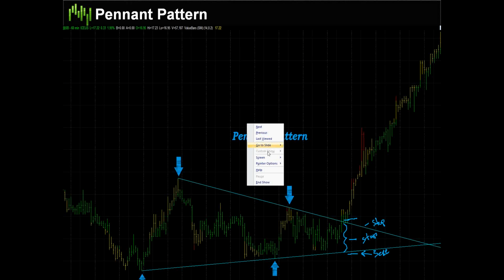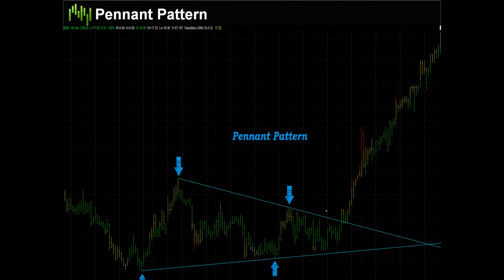Can I please go over the patterns one more time? Sure. Your pennant pattern is kind of like a spring.